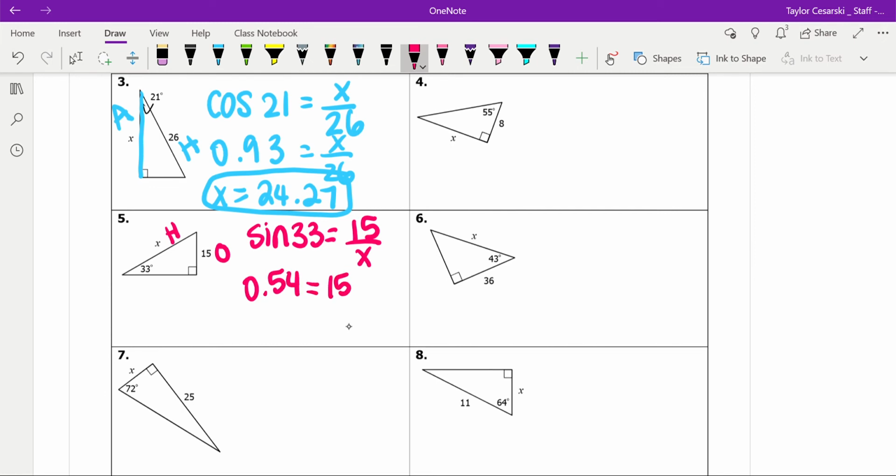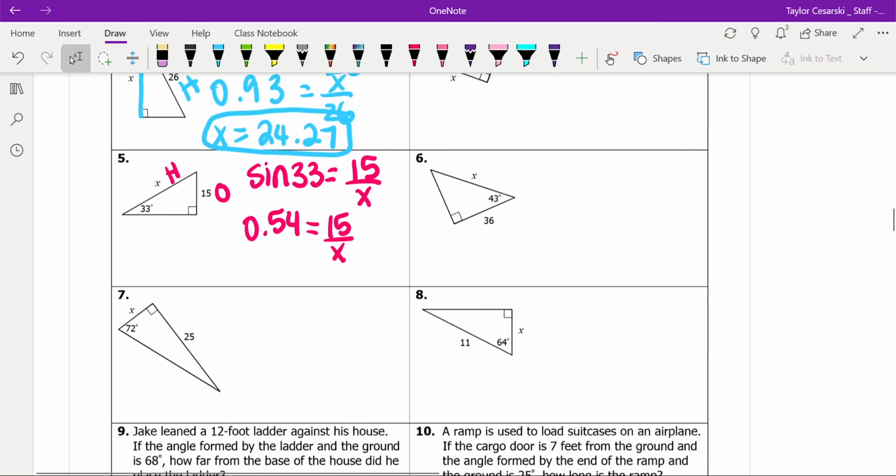equals 15 over x. Now, we know how to solve this. If I'm dividing by x, then I'm going to multiply by x. So I get 0.54 x equals 15. All right, so I have one more step left, and that's to solve for x. So this is just a one-step equation here. I'm going to have to divide both sides by 0.54.